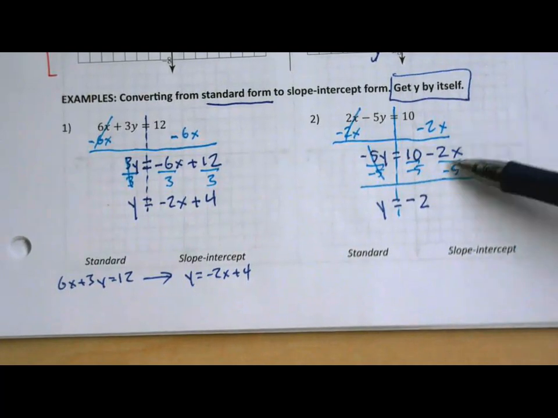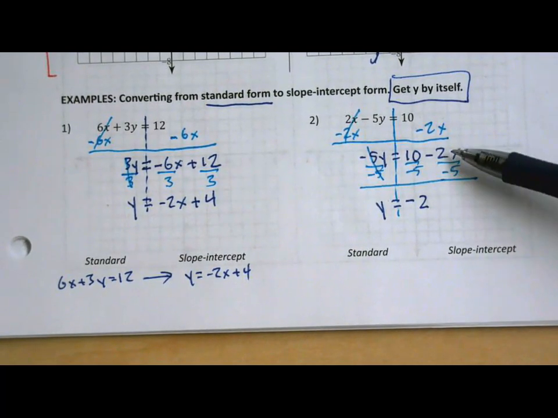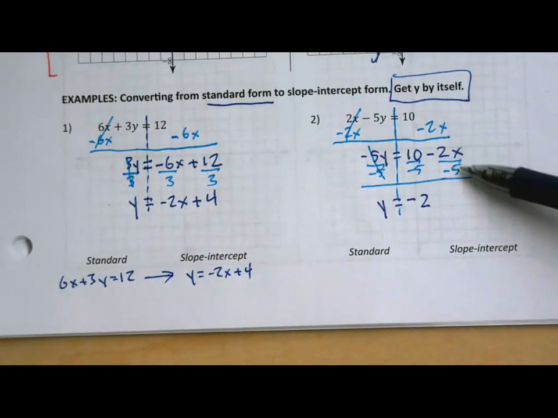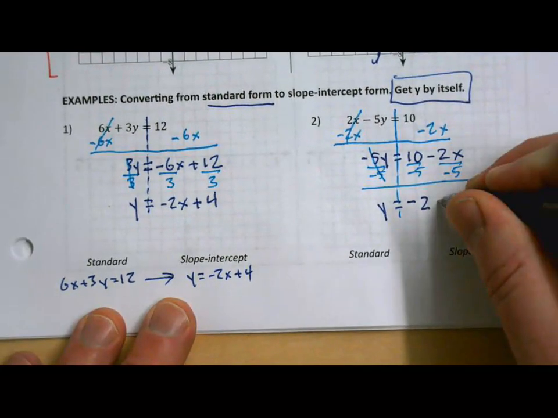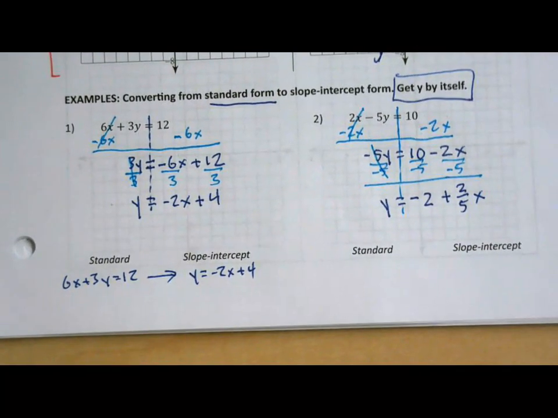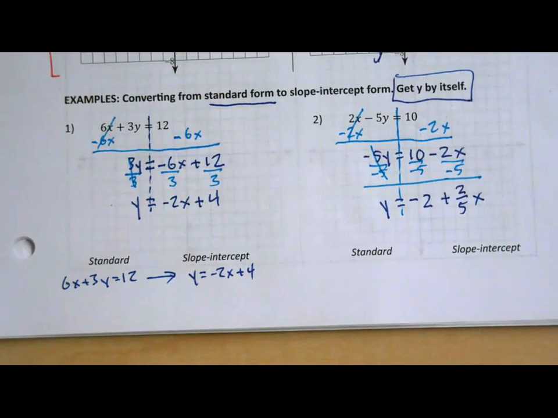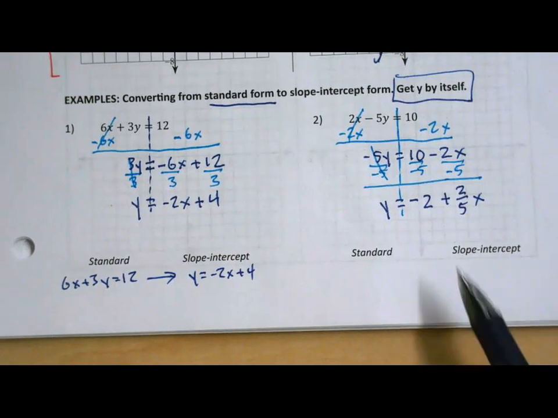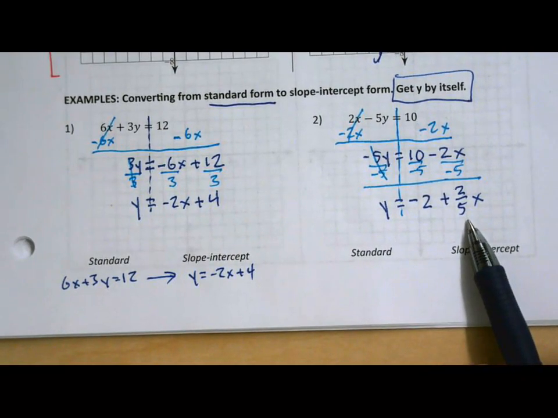My question to you is, is this fraction going to end up positive or negative? Right now it's a negative over a negative, which is going to turn positive, and I'm just going to write that as 2 over 5x. So technically that is in slope-intercept form. Is it bugging anybody that the x is at the end, though? It's kind of bothering me. I'm not a big fan of that.